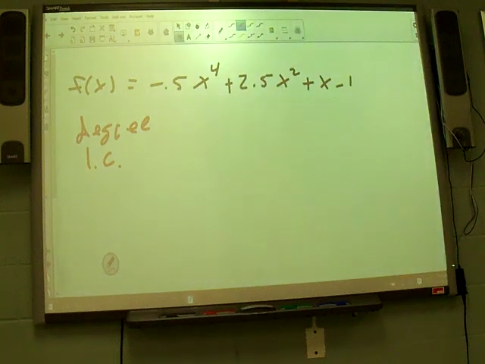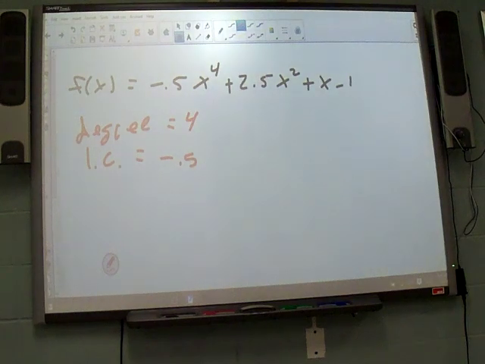Your degree is 4. What's my leading coefficient? Negative 0.5. Forgot your negative on there. Negative 0.5. Okay? Now stop me right now if you don't know where Garrett and Grant got those numbers from, because we got to know.